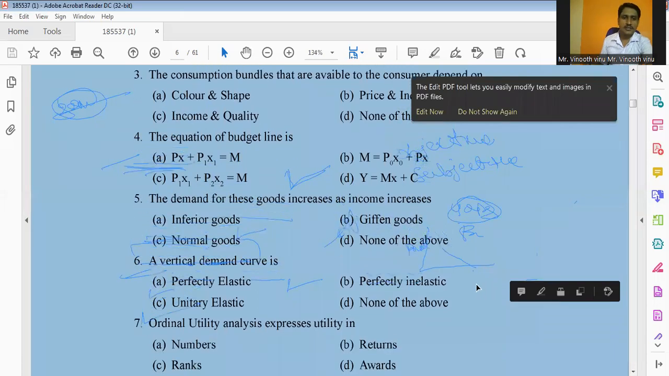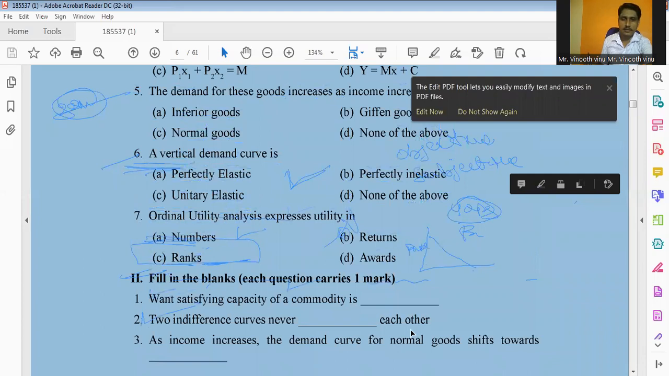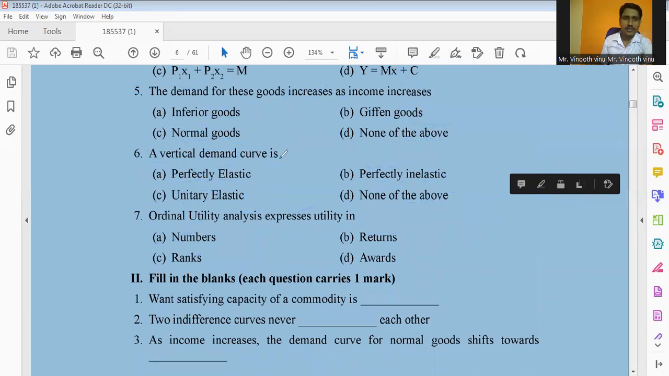The vertical demand curve is perfectly elastic, perfectly inelastic, unitary elastic. See, vertical means what? Vertical. Horizontal.